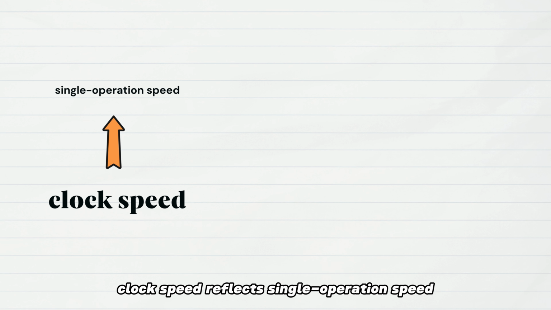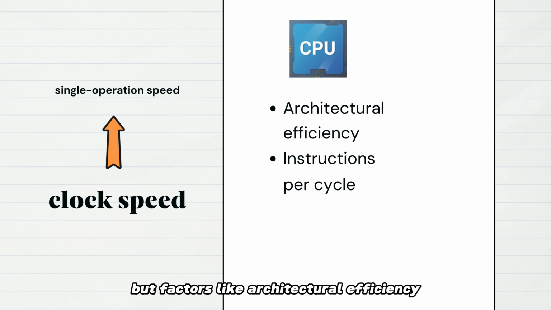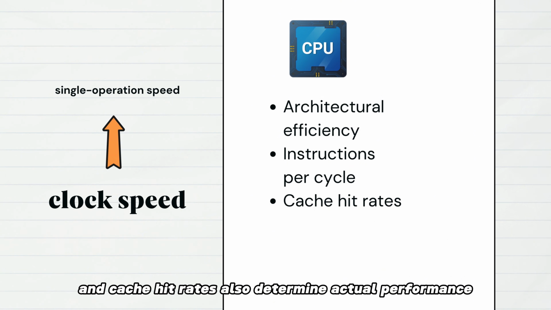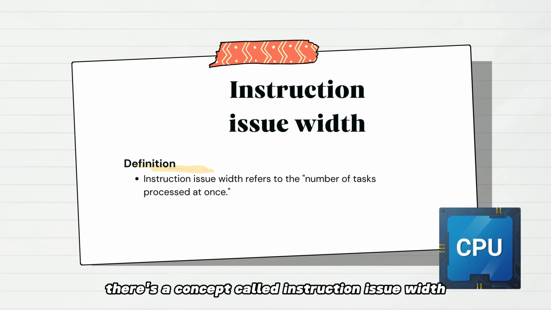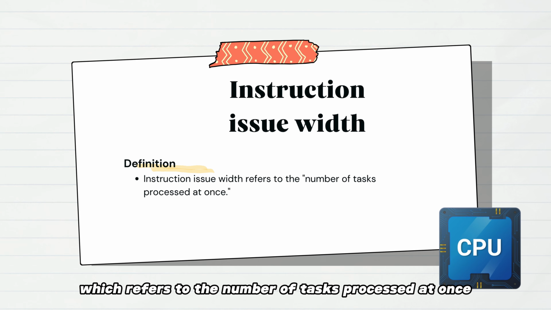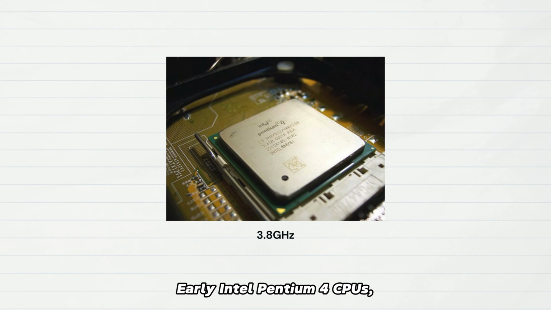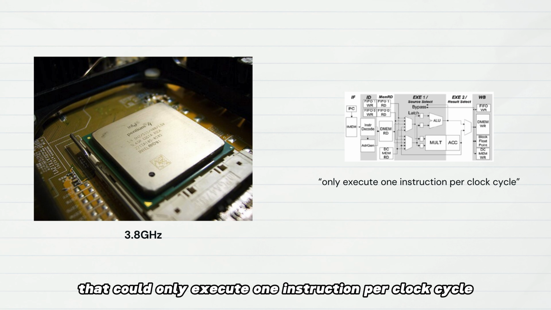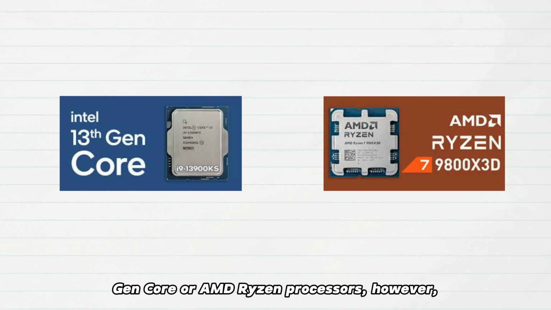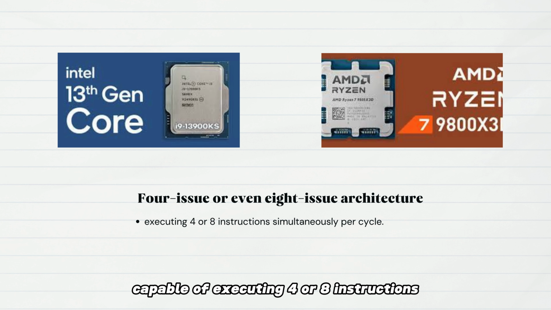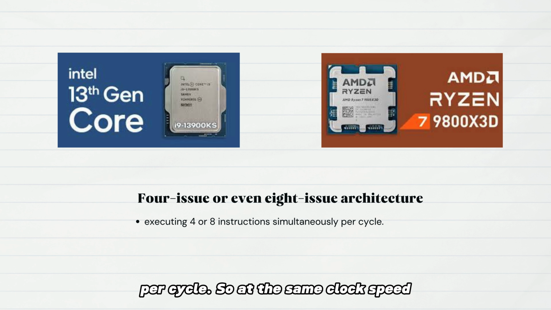Clock speed reflects single operation speed, but factors like architectural efficiency, instructions per cycle, and cache hit rates also determine actual performance. In CPU terms, there's a concept called instruction issue width, which refers to the number of tasks processed at once. Early Intel Pentium 4 CPUs, despite reaching up to 3.8 GHz, used a single issue architecture. They could only execute one instruction per clock cycle. Modern CPUs like Intel's 13th Gen Core or AMD Ryzen processors, however, use a 4-issue or even 8-issue architecture, capable of executing 4 or 8 instructions simultaneously per cycle. So, at the same clock speed, a modern CPU can process 4 times as many instructions per second.